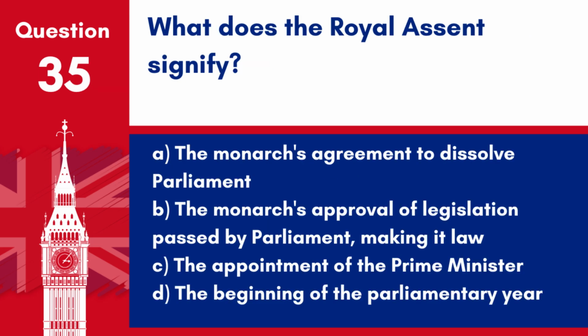Question 35. What does the royal assent signify? A. The monarch's agreement to dissolve Parliament. B. The monarch's approval of legislation passed by Parliament, making it law. C. The appointment of the Prime Minister. D. The beginning of the parliamentary year. Answer B. Royal assent is the final step required for a parliamentary bill to become law.